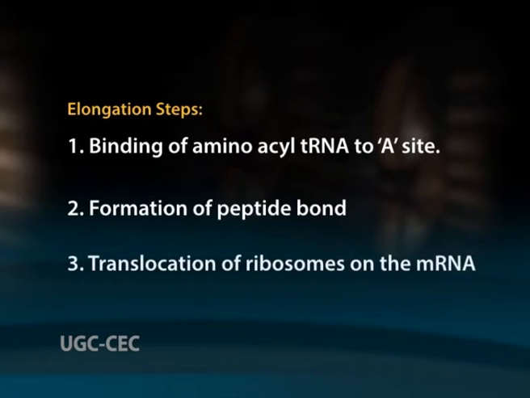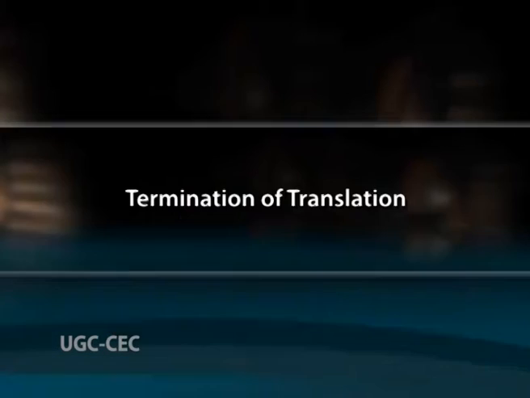Third one, translocation of ribosomes on the mRNA. After the peptide bond formation, the uncharged initiation tRNA leaves the P site and the peptidyl tRNA moves to the new vacant P site with the two amino acids attached. The ribosome advances 3 bases to read the next codon and the process repeats. Energy in the form of GTP is utilized for the translocation process.